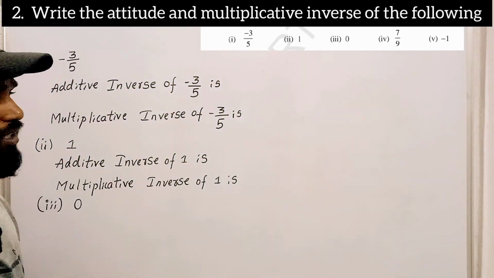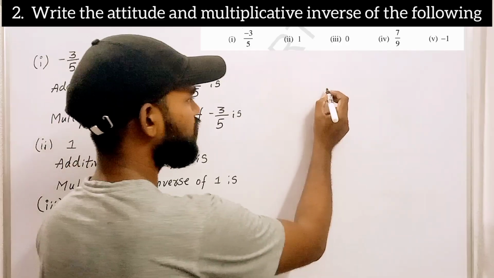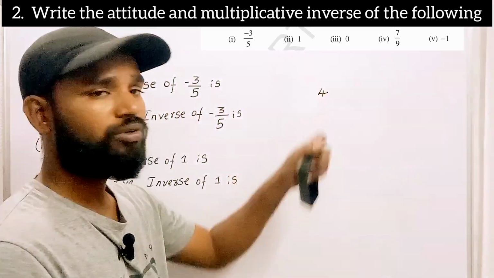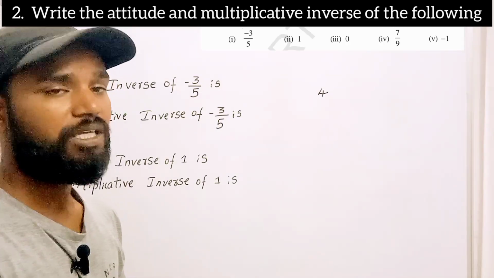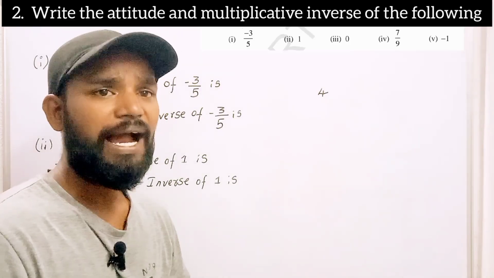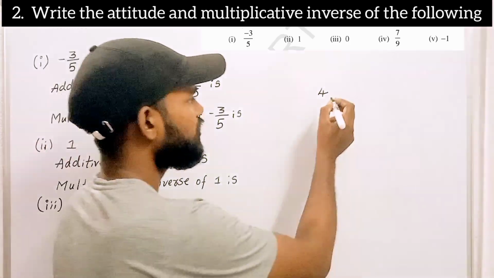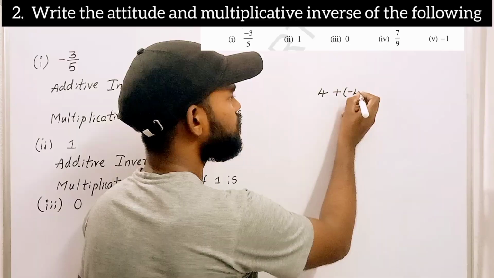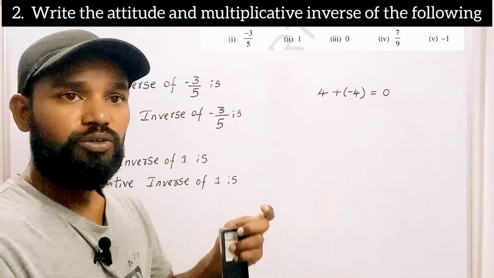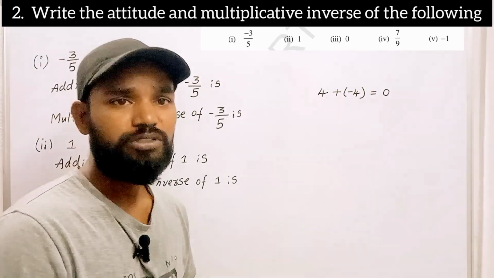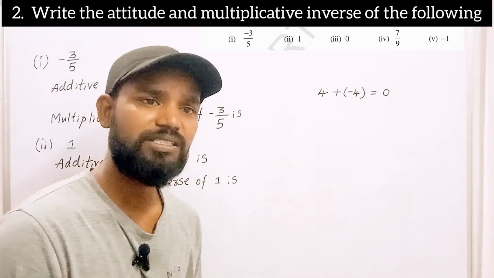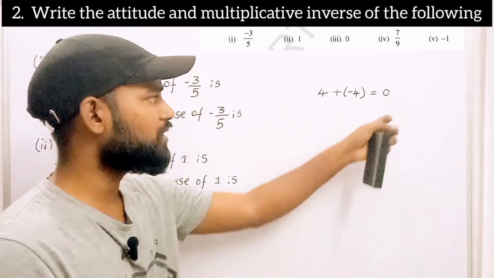Additive inverse is nothing but, for example, you are taking one number as 4. Which number will you add to the 4 to get 0? That is your additive inverse. So for the positive 4, which number will I add to get 0? I will add minus 4. Yes or no? So what does additive inverse mean? What number will you add to a positive number, and if it is a negative number, what number will you add to get 0? The final result will be 0.